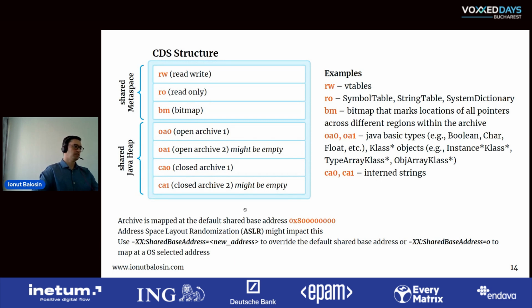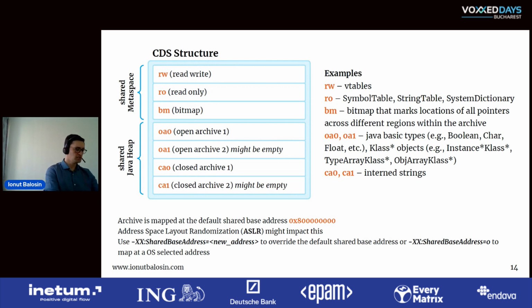Maybe another point worth mentioning is that this archive starts at a shared base address. It's fixed, basically. This address is this one in hexadecimal. If you want to change this behavior, of course, there is a JVM flag. So if you want to say that next time you create and start the CDS with a different address, you have to explicitly tell the JVM with this flag. Or if you want to disable this, you can set 0, and in such a case, the operating system just selects the address for you.